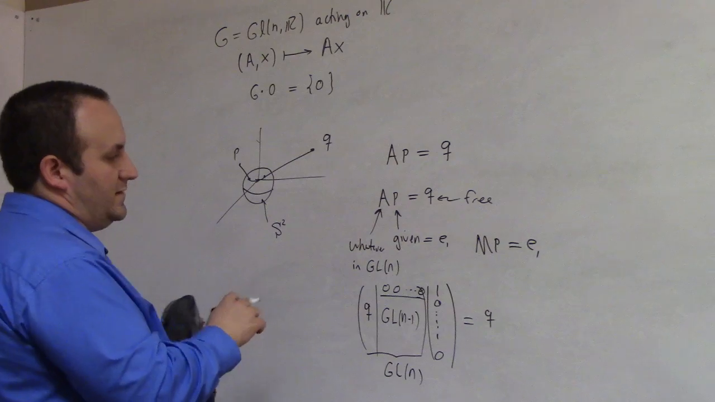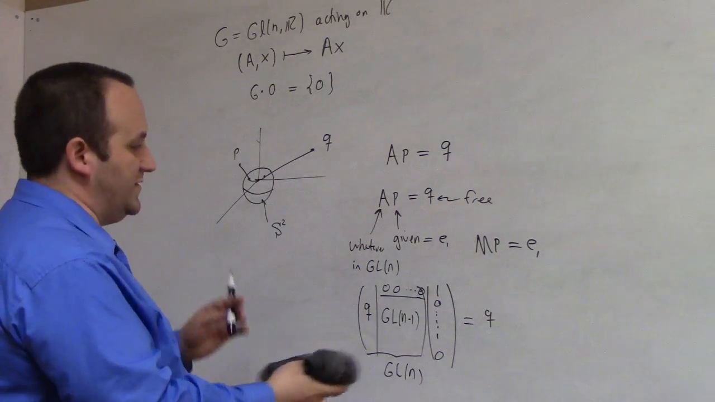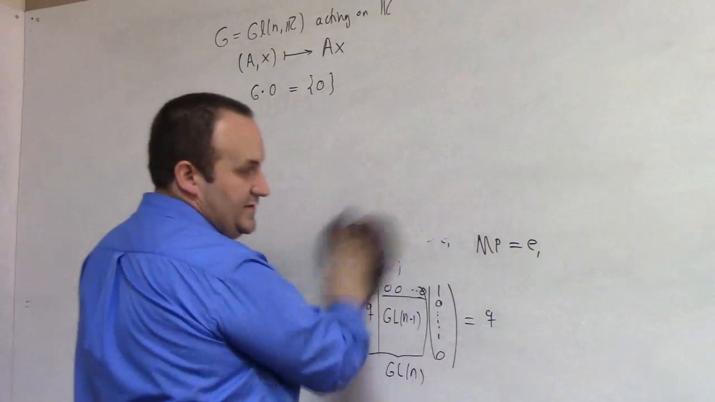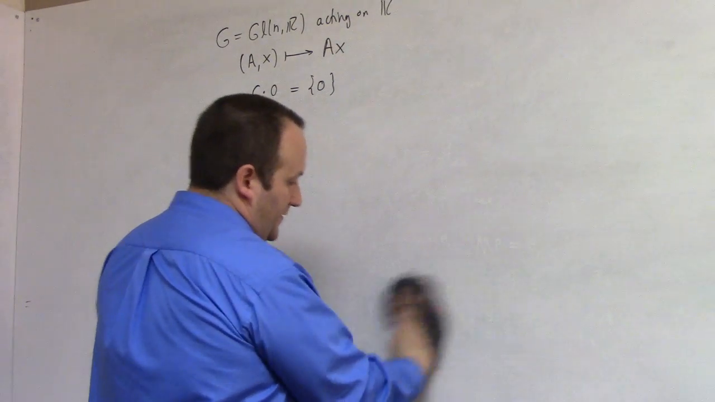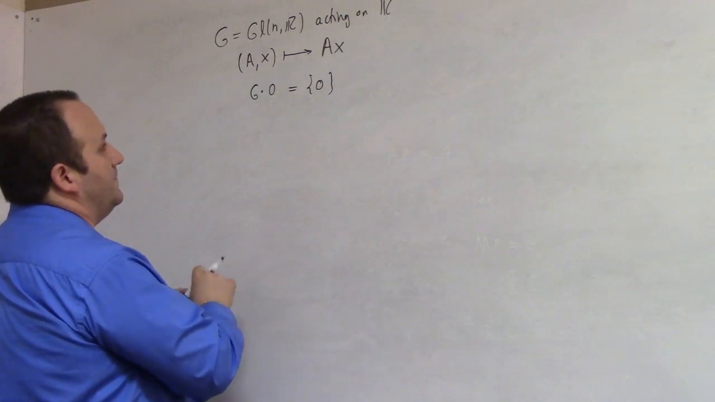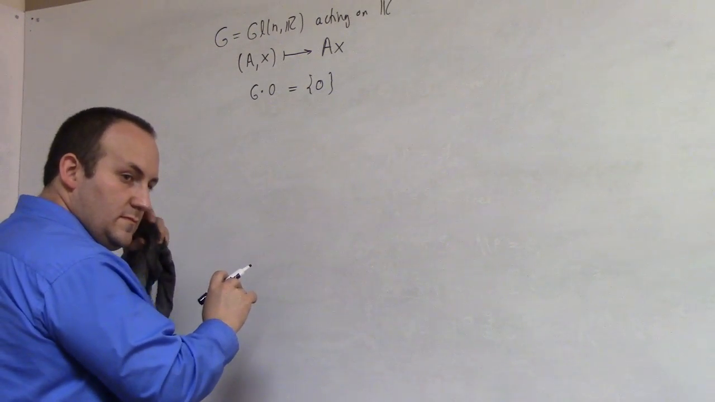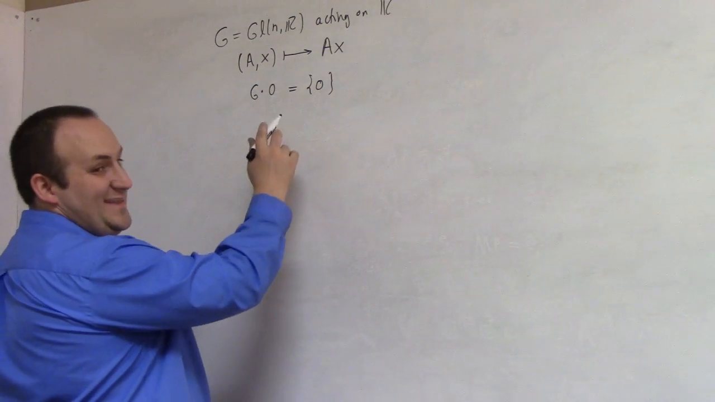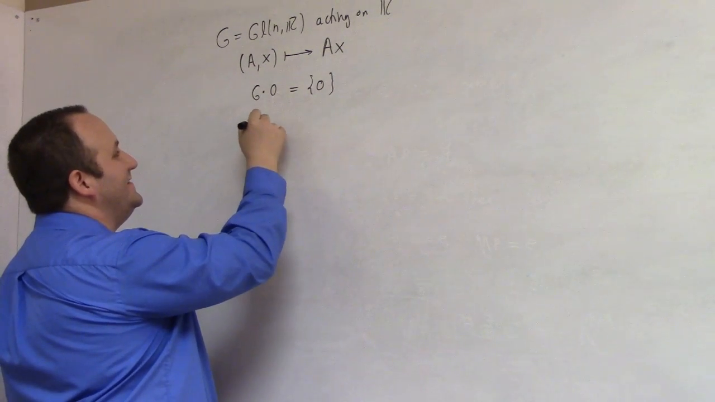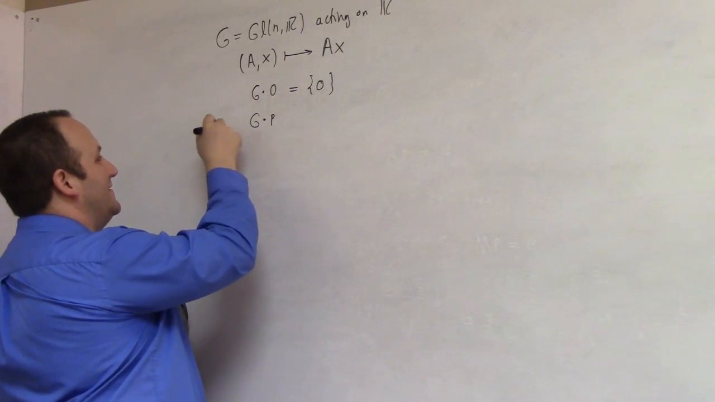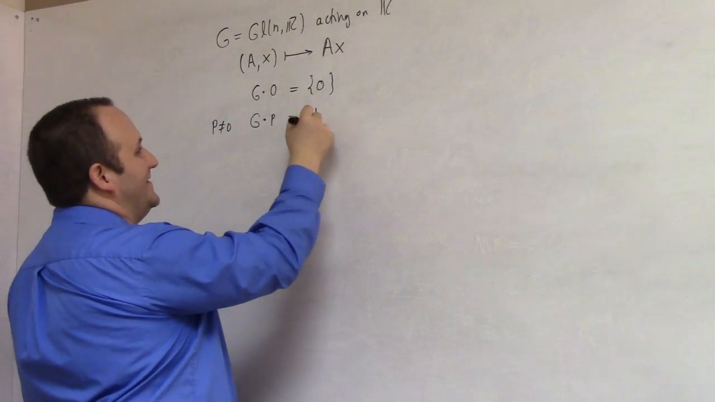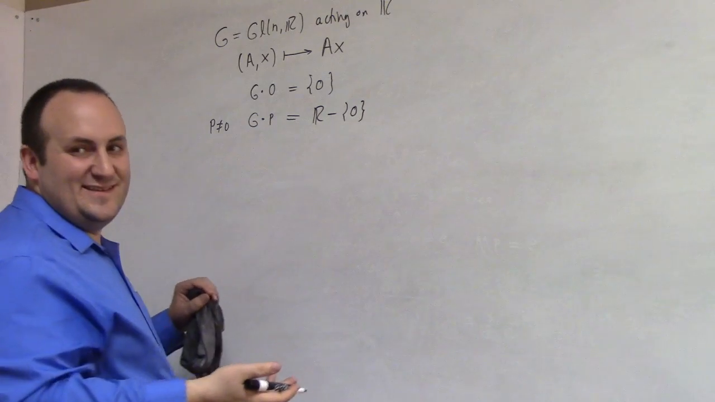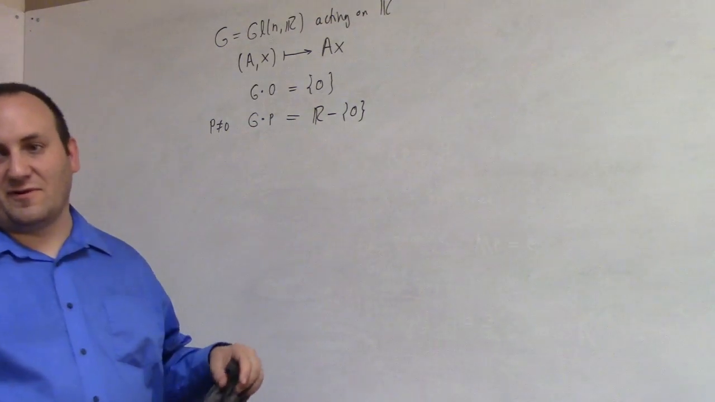Anyway, setting aside the points here, that is an interesting question, we should think on that. If our claim is true, then the orbits would just be all of Rn for everything besides zero. Exactly. So G dot P for P not equal to zero is exactly Rn minus zero. There are two orbits: it's either zero, or everything's connected.